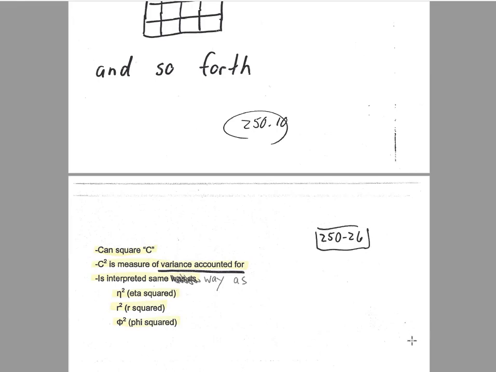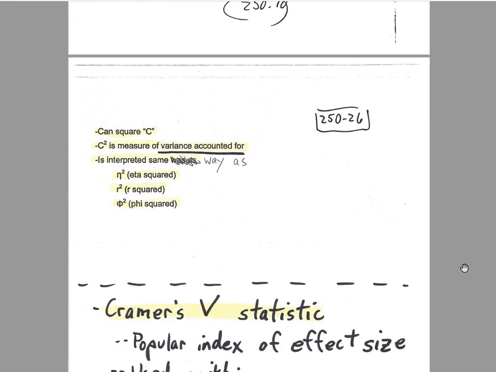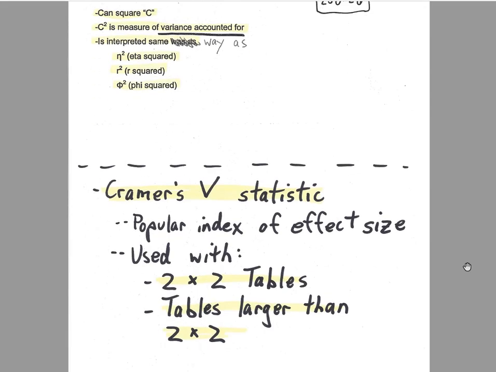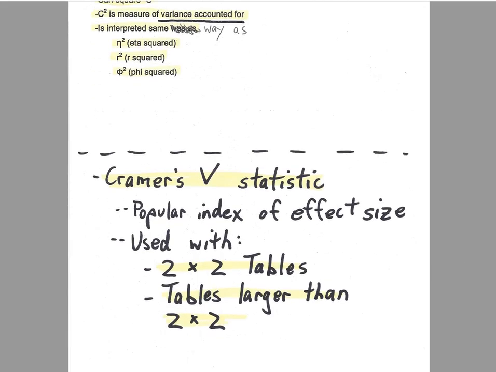Now, what I've given so far is fairly standard advice for interpreting size of the effect if you did a chi-square test of independence. In my opinion, there is a better statistic to use as your index of effect size, because this one statistic can be used with both of the preceding types of tables. The better index of effect size, in my opinion, is something called Cramer's V statistic.